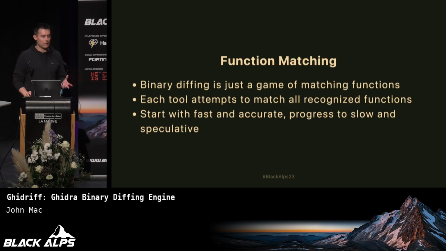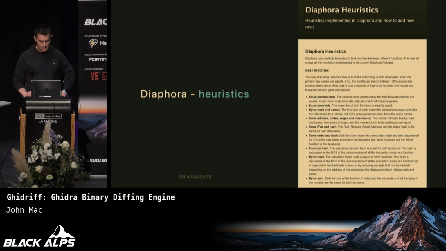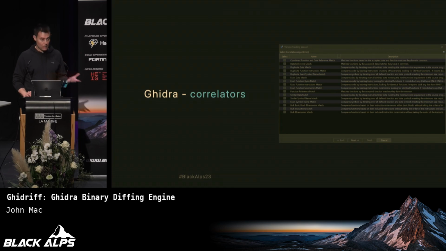All these tools are playing this game of function matching. They have to find all the functions, match them up across the board, and they typically start with function matching heuristics that are fast and accurate, and they progress towards more speculative ones as they go along. For some reason, they all have different names for it. BinDiff calls them matching algorithms. Diaphora calls them matching heuristics. Ghidra has gone with correlators.